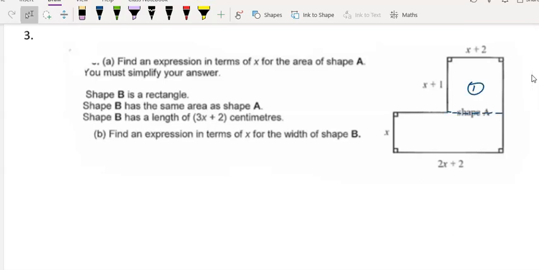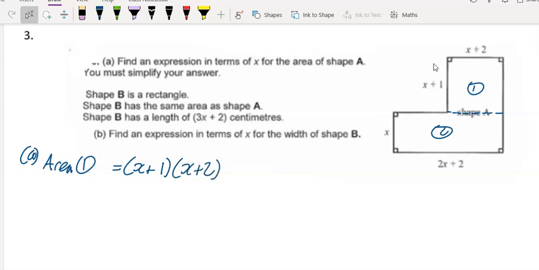And I'm going to call that part 1 and part 2. So we'll just say area. Sorry, this is my answer to part A. Area of part 1 is going to be equal to, and this isn't easy, but if you look here, the width of part 1 is x plus 2. The height of part 1 is x plus 1. Area of a rectangle, remember, is length times width, breadth times height, whatever way we want to say it. It's going to be x plus 1 upon x plus 2.